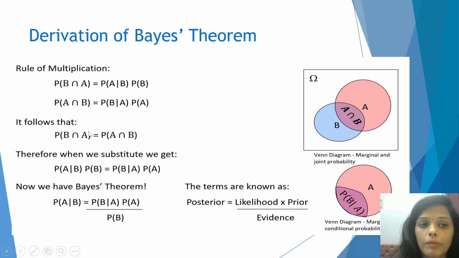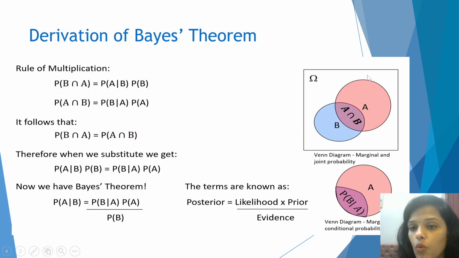If we substitute probability of B intersection A equal to probability of A intersection B into the equations of the rule of multiplication, we get probability of A given B into probability of B is equal to probability of B given A into probability of A. Just shifting the left hand side term to the denominator, we have Bayes' theorem, that is probability of A given B is equal to probability of B given A into probability of A, the whole upon probability of B. This can also be termed as posterior is equal to likelihood into prior upon evidence, where posterior is probability of A given B, likelihood is probability of B given A, prior is probability of A, and evidence is probability of B.